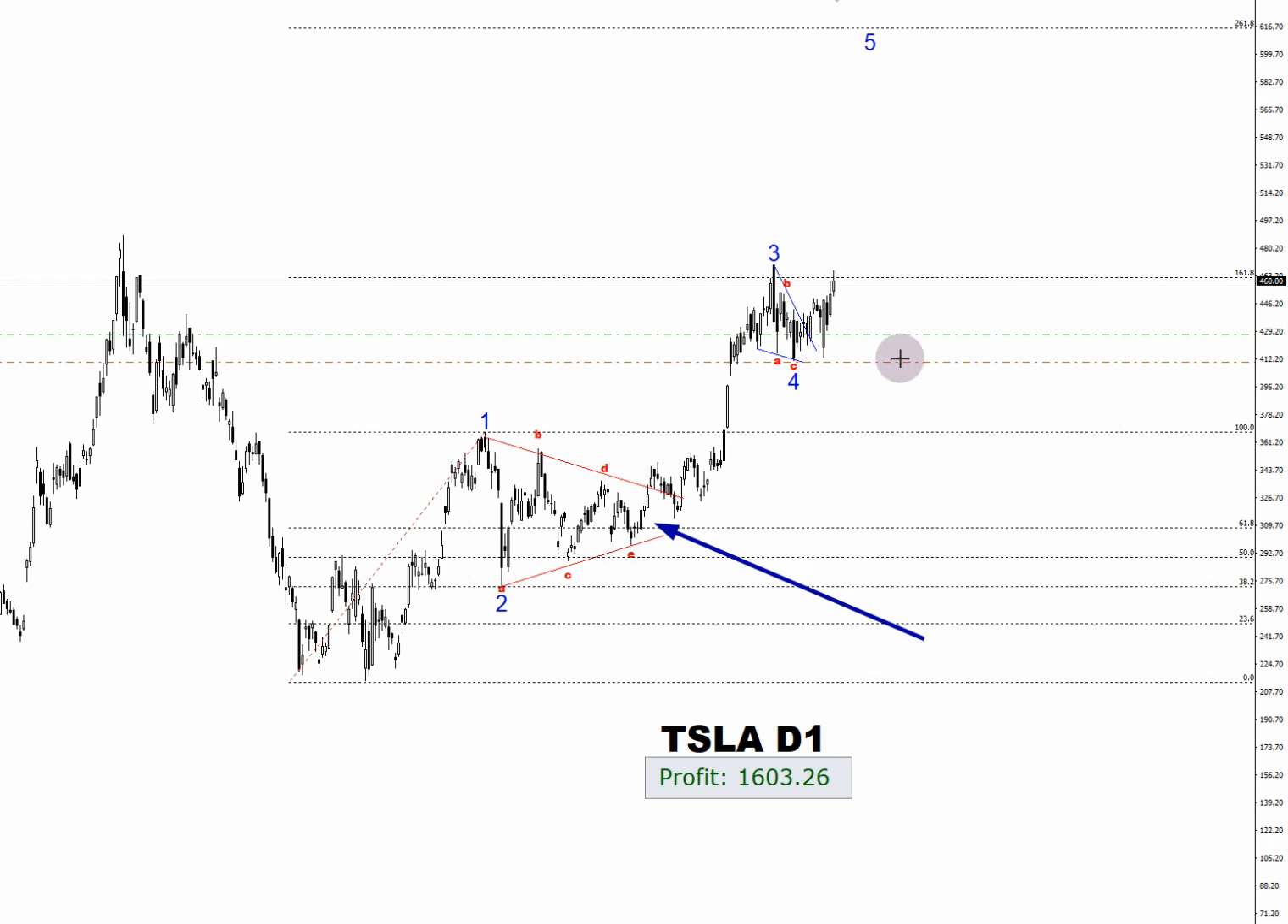In this particular example, you can clearly see a well-formed ABCDE pattern. The third wave materialized as anticipated, followed by a corrective fourth wave, and then we confidently entered into the fifth wave, ultimately realizing a profit of $1,600. I do not overlook opportunities like this trade. My approach allows me to generate consistent profits here.